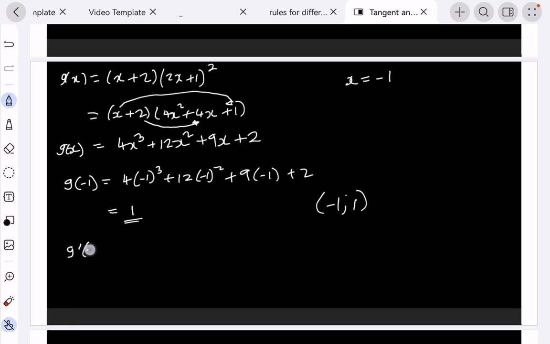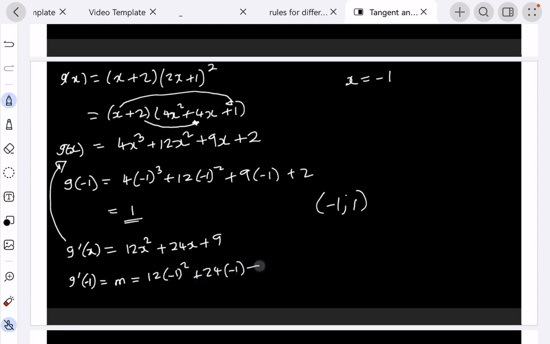So now I must differentiate to get the gradient. So 4 times 3, so I'm differentiating which equation? This one, g of x. 4 times 3, I'm getting 12x squared plus 24x plus 9. That's it, right? So if I substitute minus 1, the answer I'm getting is the gradient for the tangent. So I'll have 12 times minus 1 squared, plus 24 times minus 1, plus 9. So let's see, I'll have 12 minus 24, which is minus 12 plus 9, which is minus 3. So my gradient is minus 3.